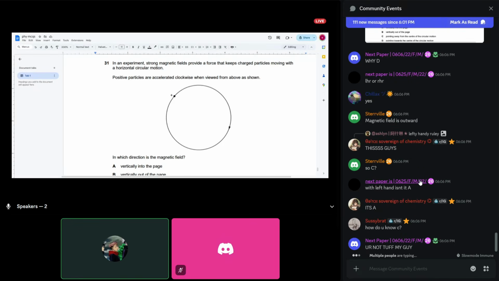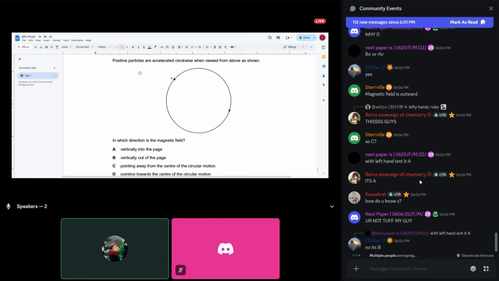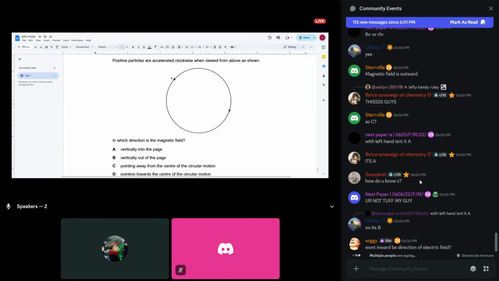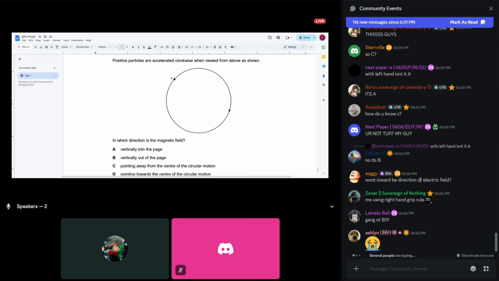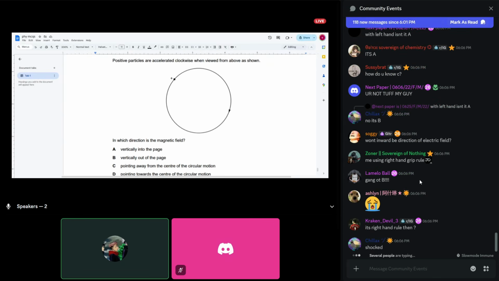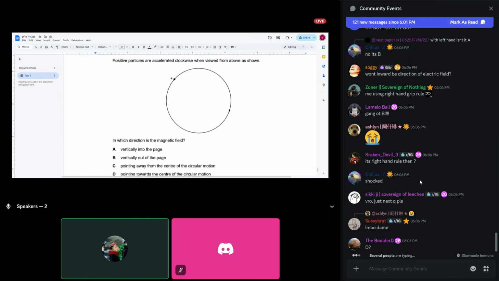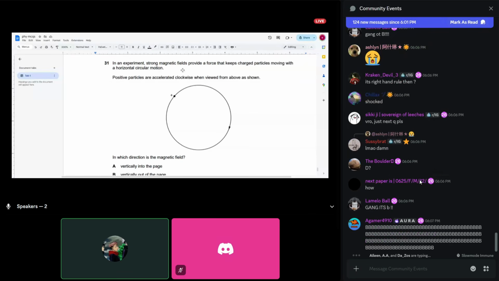It's not C, Pierre Gasly. How did you get C? Pointing away from the center of circular motion? What? How did you get C? No. We are not using the right hand grip rule, because they mentioned there's a force acting on it. Accelerated. There's a force.